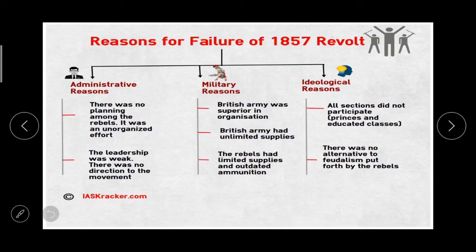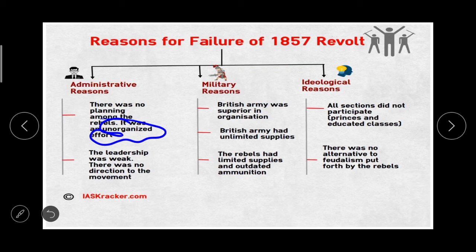Now the next thing, by this chart, again the same thing I'll repeat. It will be very easy for you to keep in mind that the administrative reasons for failure of the 1857 revolt: there was no planning among the rebels. It was an unorganized effort. Very important word, unorganized effort. The leadership was weak, or lack of central leadership. There was no direction to the movement.